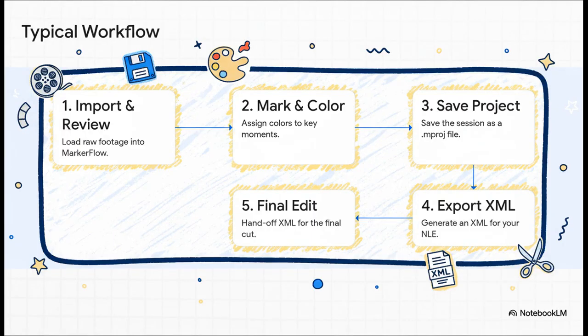So a typical workflow might look something like this. You'd review all your raw footage inside MarkerFlow, marking and color coding everything you need. You'd save the project file, which is just a tiny little text file, by the way. Then you'd export that XML and hand it, along with the original media, over to your editor. Or you just open it yourself in Premiere, and bam, all your organized clips are right there waiting for you.